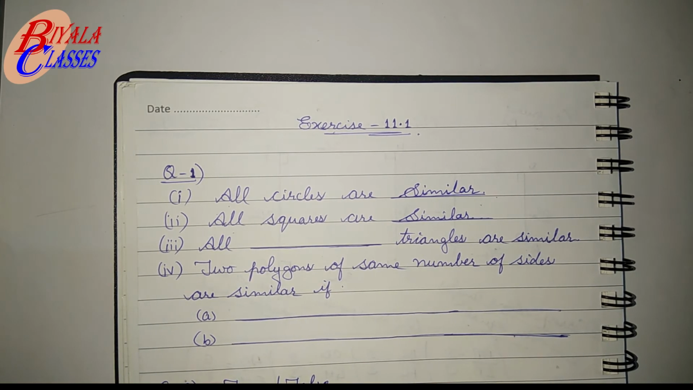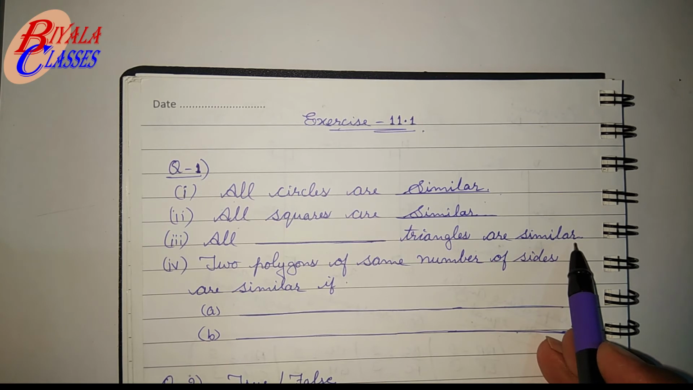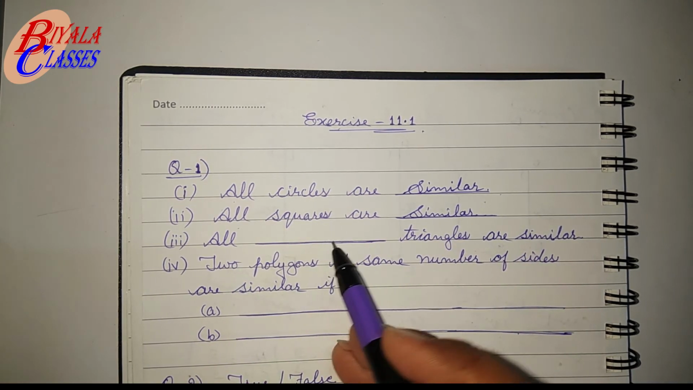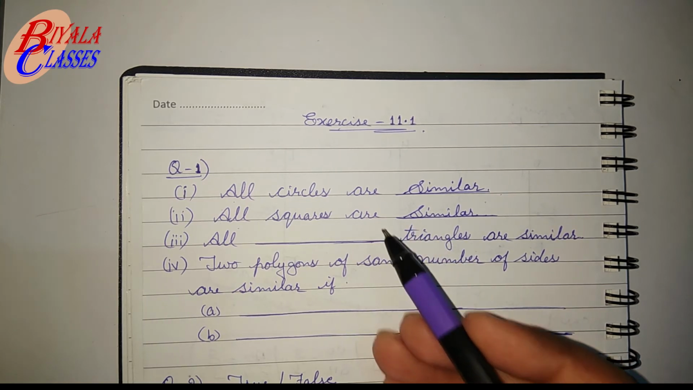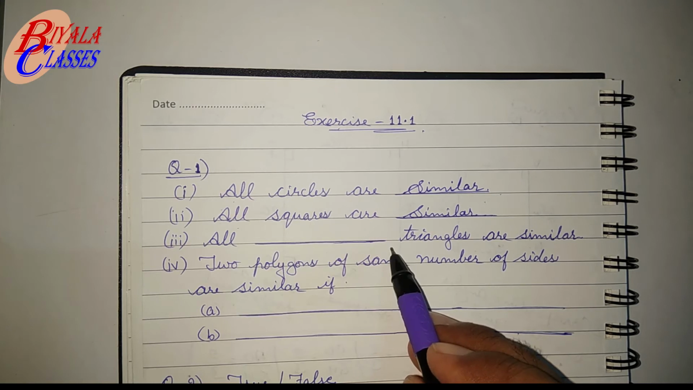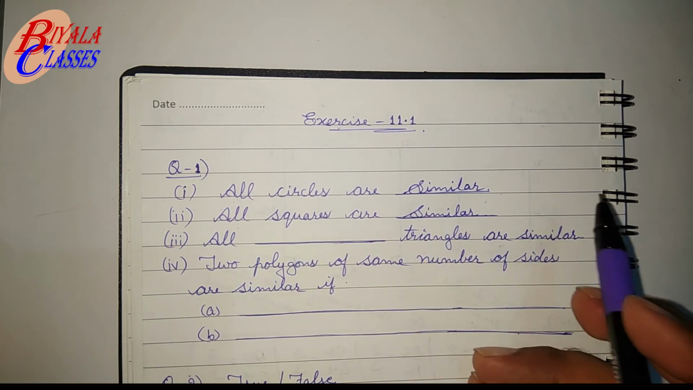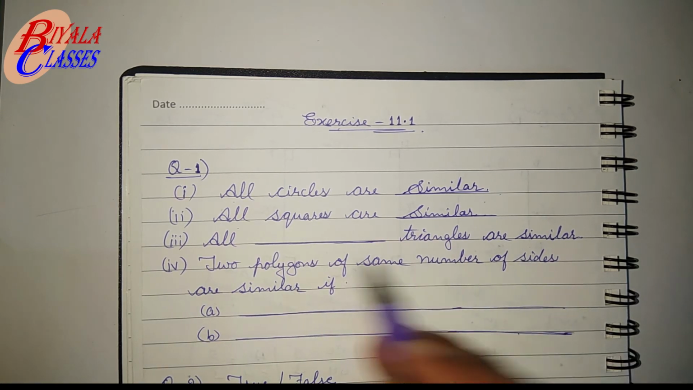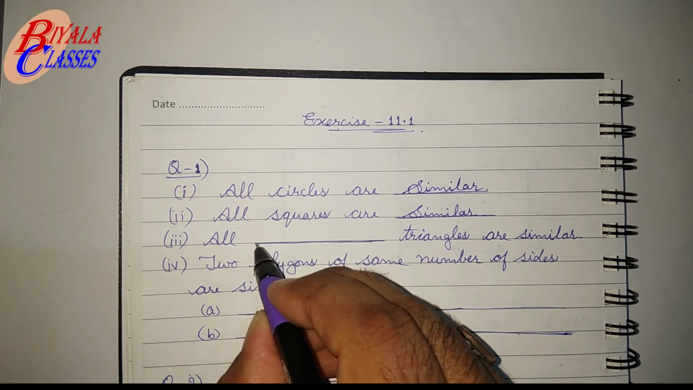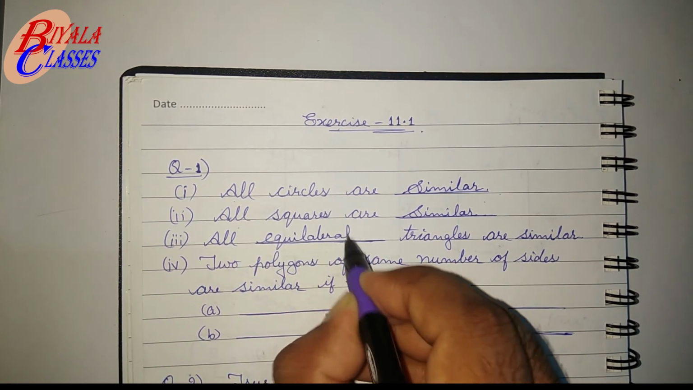They will also be taken as similar. Now third, it says all dash triangles are similar. Now what type of triangles are similar to each other? You know the different types of triangles: equilateral triangle, isosceles, scalene triangle, even obtuse angle triangle, right angle triangle, and acute angle triangle. So out of those, which type of triangles are similar? It will be equilateral triangles.